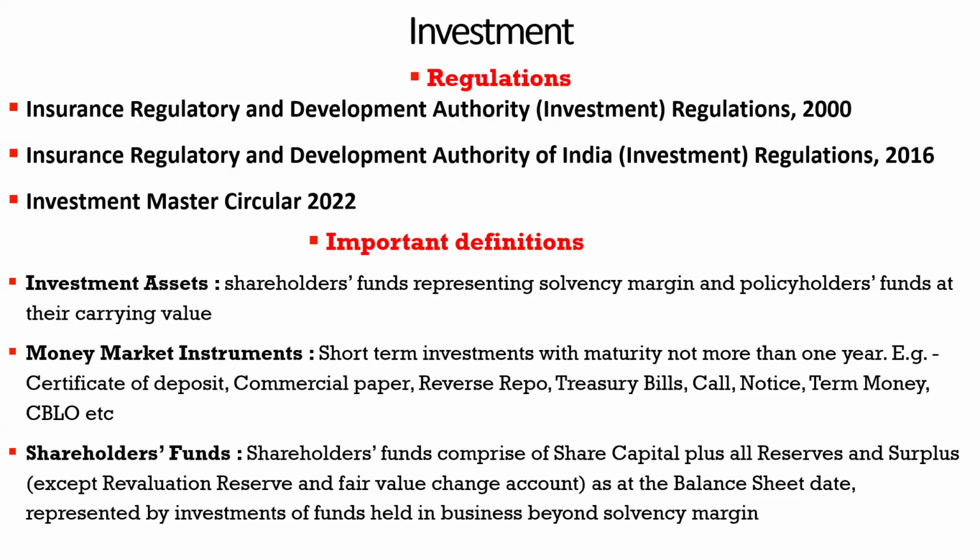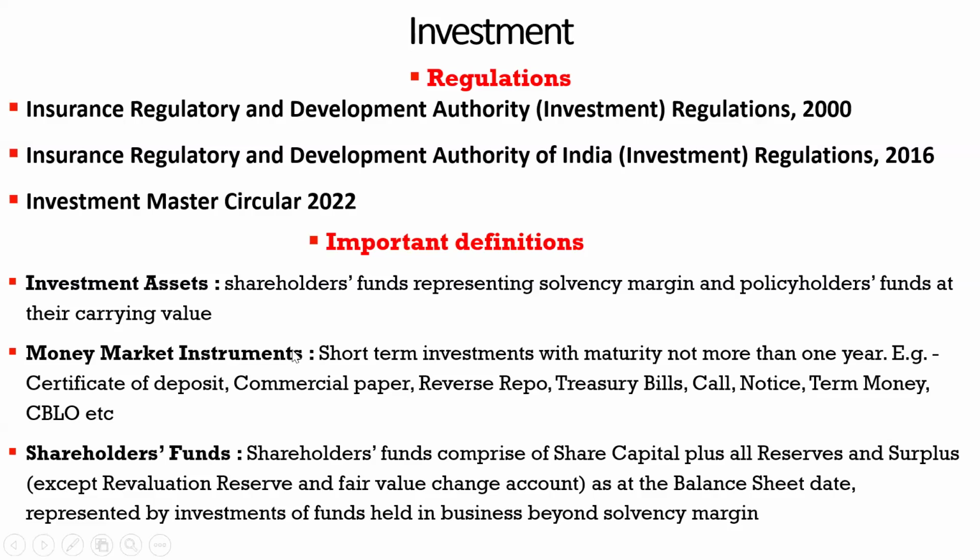For unexpired risk reserve, you all know. Again, I'll tell you: it is the portion of premium which relates to the next year, where the risk has started in this year but will end in the next year. So the premium which we have booked in this year, but some portion of that will go to the next year. So that definitely pertains to policyholders. So these three things mainly pertain to policyholders fund, and the balance is shareholders fund.